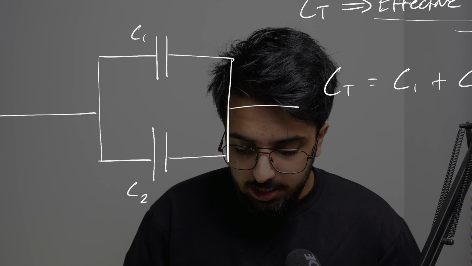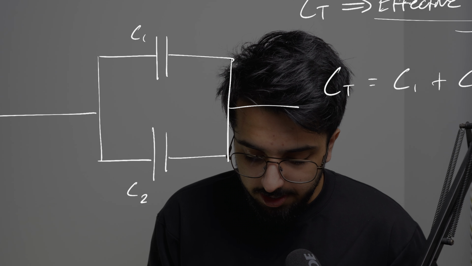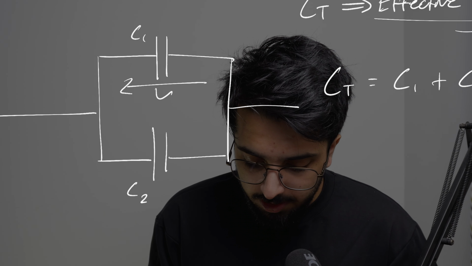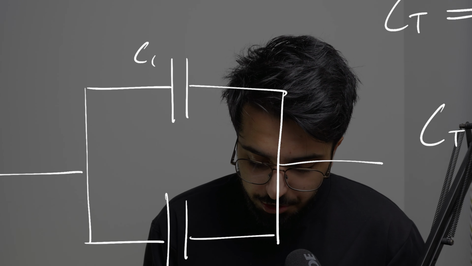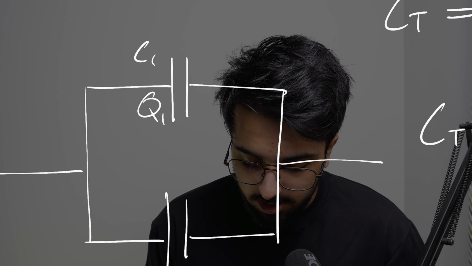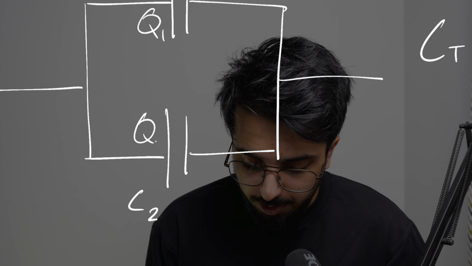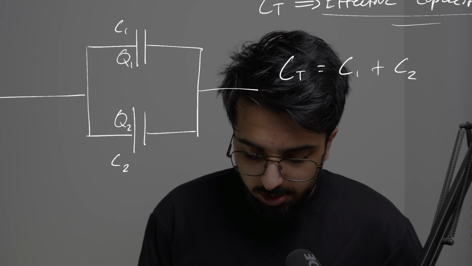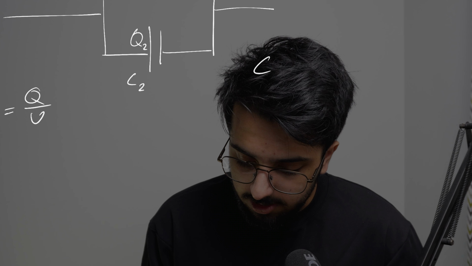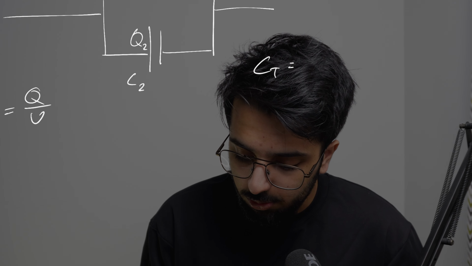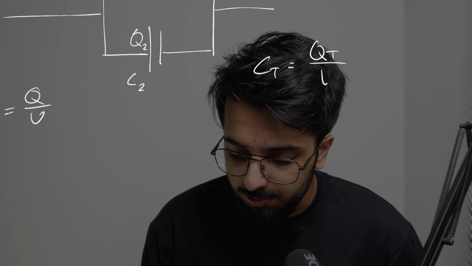So because these capacitors are in parallel, we know that the voltage across them is going to be equal, okay? And we can denote that as V. We can also denote the charge on this top capacitor as Q1 and the charge on this bottom capacitor as Q2, okay? We know that C is equal to Q all over V, and so our total capacitance, or our effective capacitance, is equal to the total amount of charge all over the voltage, okay?